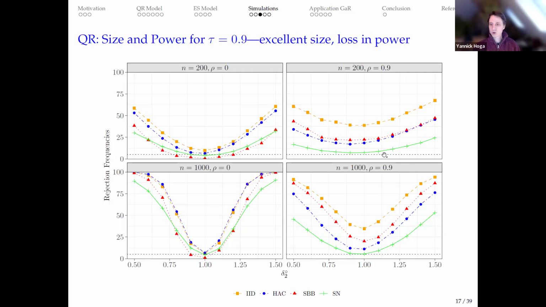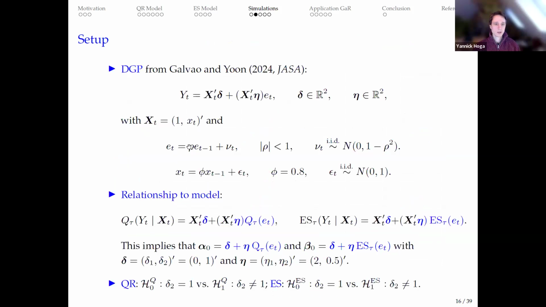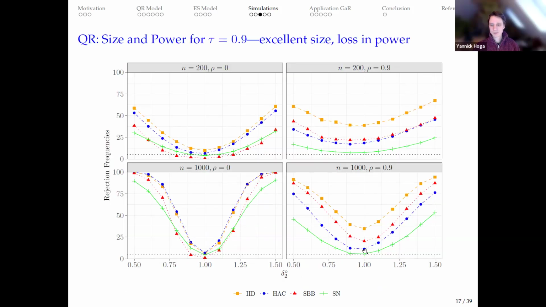Also, when autocorrelation here is strong in the errors. So rho is equal to 0.9 here, and that points to strong autocorrelation in the errors. What happens is, all the other methods have size of up to, I don't know, 30-something percent here. Okay, but that's for the IID errors.